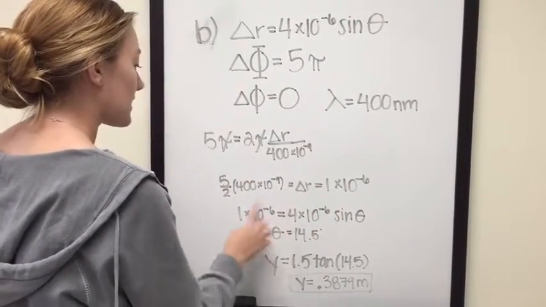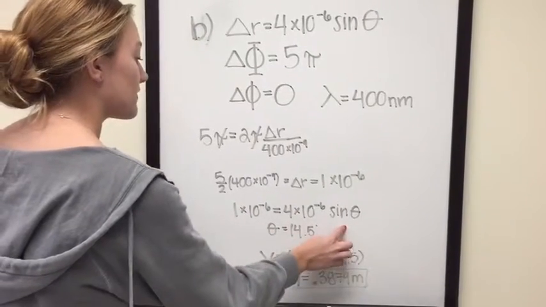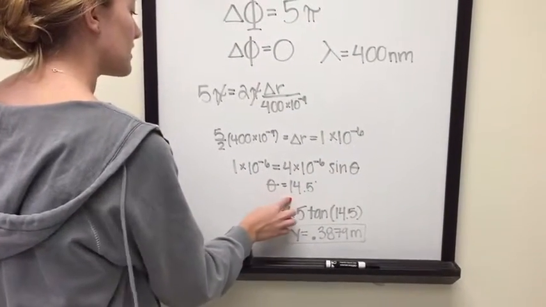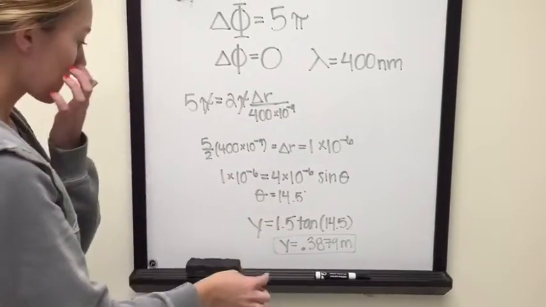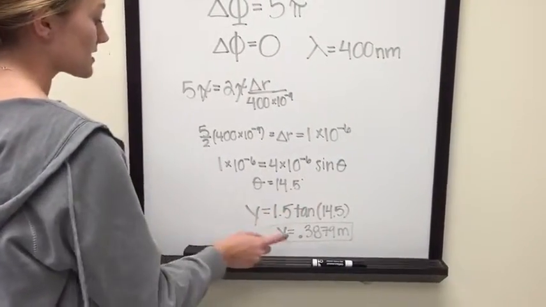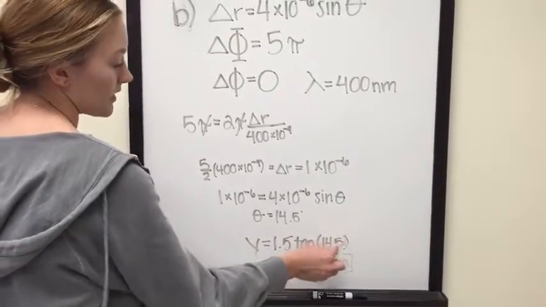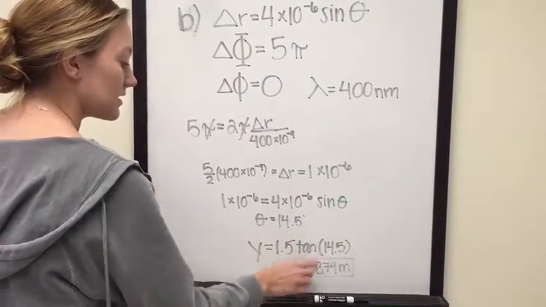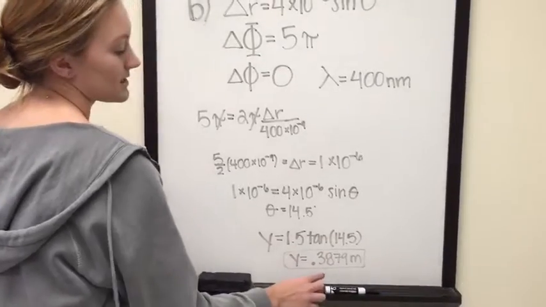And then we plug that back in as delta r, and we're able to solve for sine theta, and theta is 14.5 degrees. And then from there, we know that y equals L tan theta, so we plugged in 1.5 and 14.5, which we solved here, to get y equals 0.3879 meters.